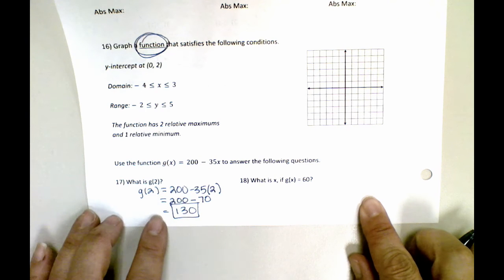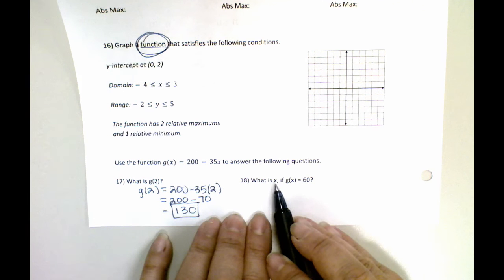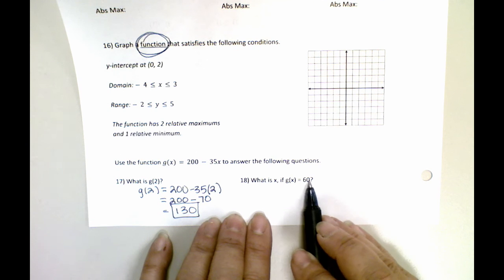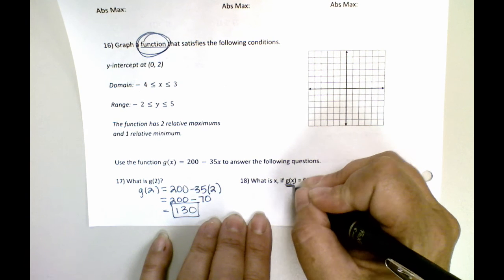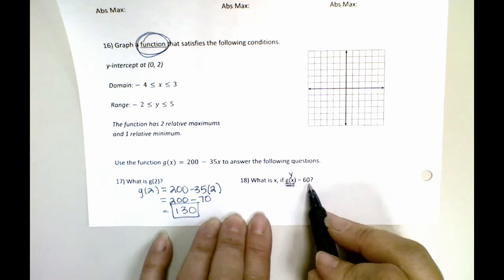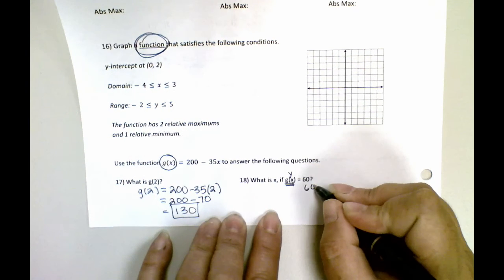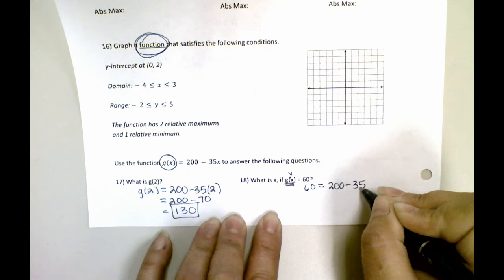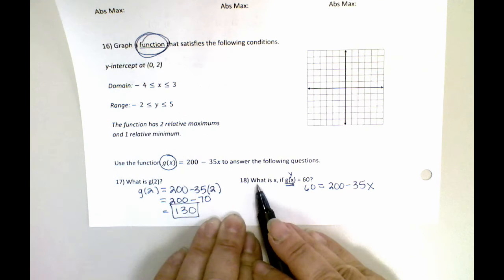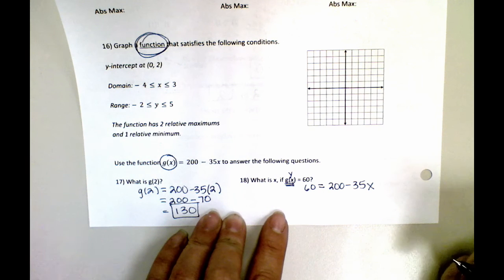Notice this in contrast to the way this is asked in 18. What is x if g of x is 60? This is not telling you to plug in 60 for x. This is saying g of x is 60 or y is 60. The 60 goes in here. So 60 equals 200 minus 35x. Again, that's why it says what is x. This is requiring us to solve the equation.